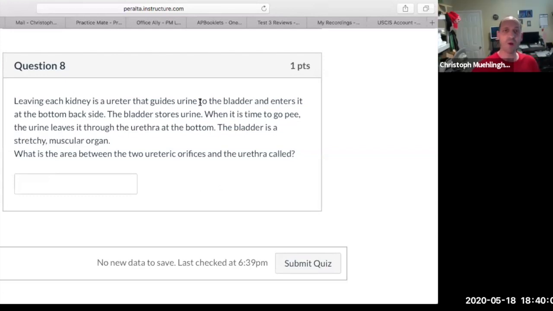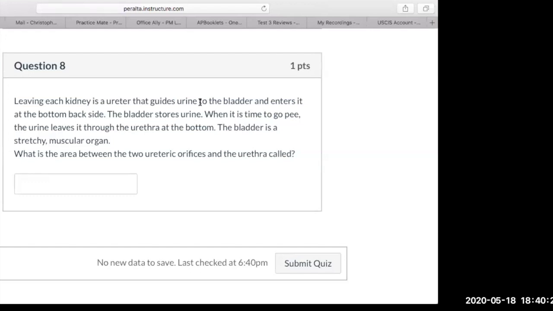And look at that. Number 8. Leaving each kidney is a ureter that guides the urine into the bladder and enters from the backside. The bladder stores urine until it is time to go pee. The urine leaves it through a urethra at the bottom. The bladder is a stretchy muscular organ. What is the area between the two ureteric orifices and the urethra called? The trigone. The trigone. Perfect. Good.